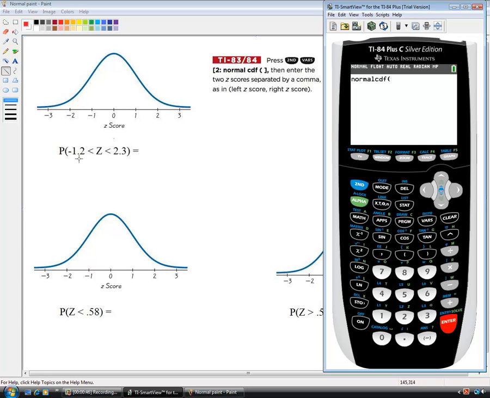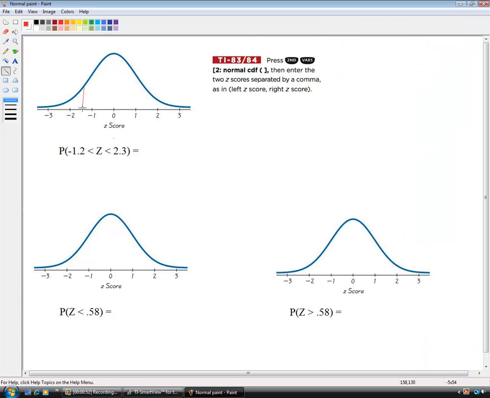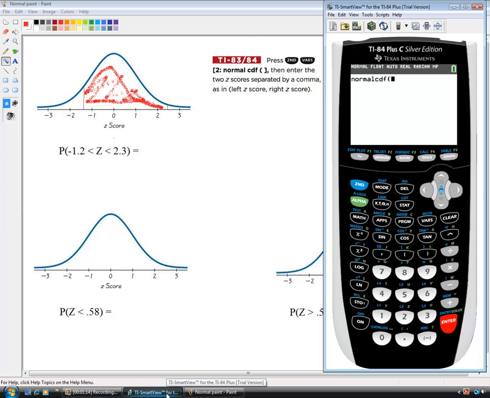So the area here is from negative 1.2, so about here, to positive 2.3, or in this neighborhood right here. And ultimately we're going to be calculating the area here underneath this curve. Okay? It's going to give us all the values between negative 1.2 and positive 2.3. It's going to sum up that area.